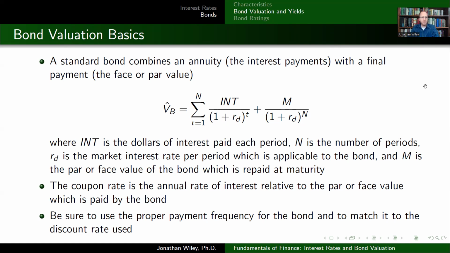So for a typical bond, the payments that are made every period are the same amount. So we have the same amount every period for a specified number of periods. If that's the case, then this qualifies as an annuity.